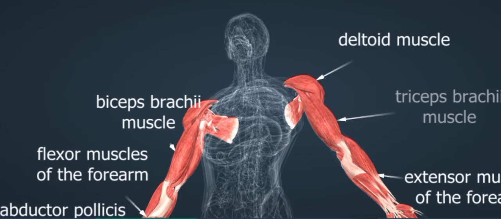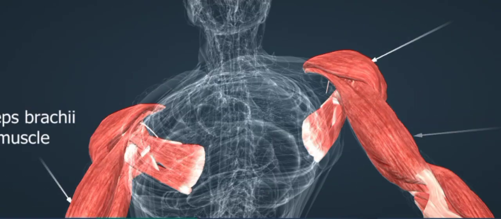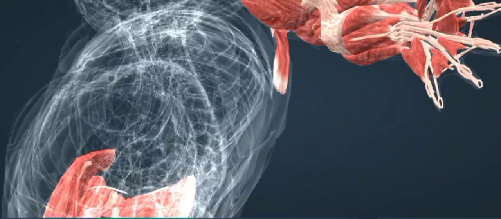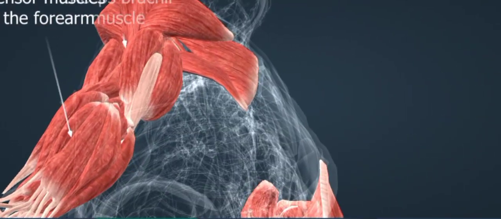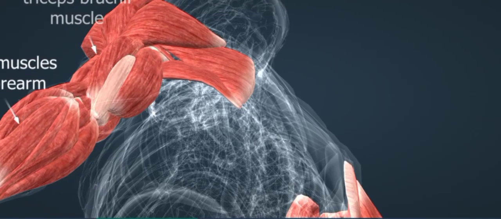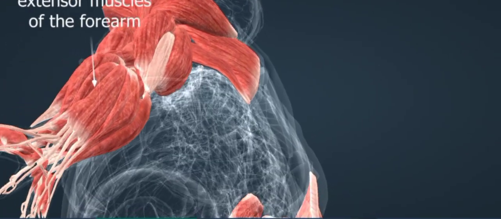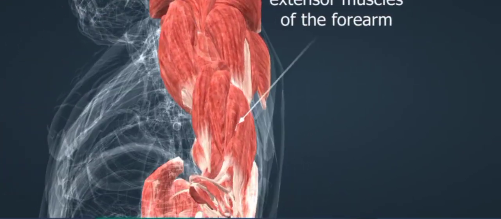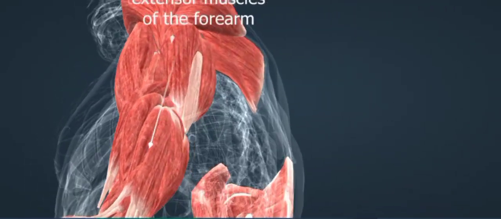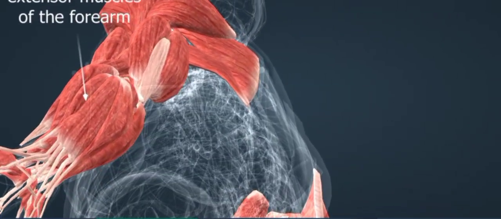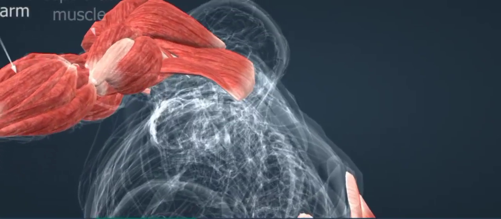The extensor muscles of the forearm are a group of muscles primarily responsible for extending, straightening, the wrist, fingers, and thumb. They are located on the posterior, back, side of the forearm and originate mainly from the lateral epicondyle of the humerus. These muscles are involved in movements such as opening the hand, straightening the fingers, and extending the wrist backward.